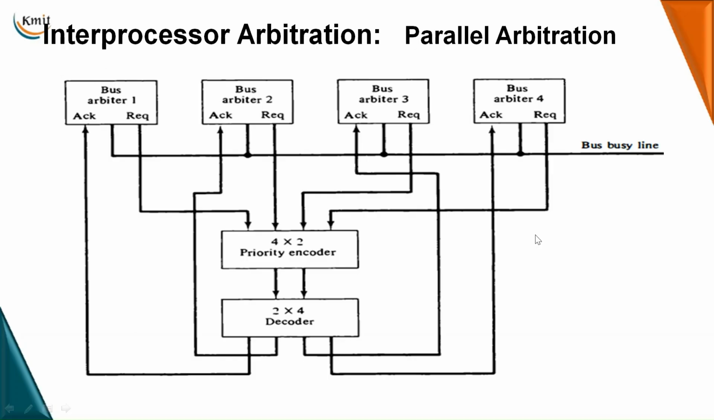So this entire parallel arbitration technique works on the priority encoded truth table. If all 4 arbiters request the bus, then arbiter 1 is given the chance. If 3 and 4 request the bus, 3 is given the chance, depending upon the higher priority. That particular output is given by the priority encoder, which enables the acknowledgement line so that the particular arbiter or processor can access the bus.